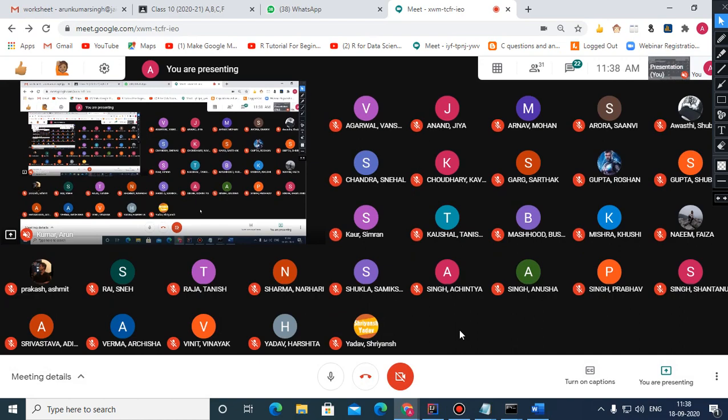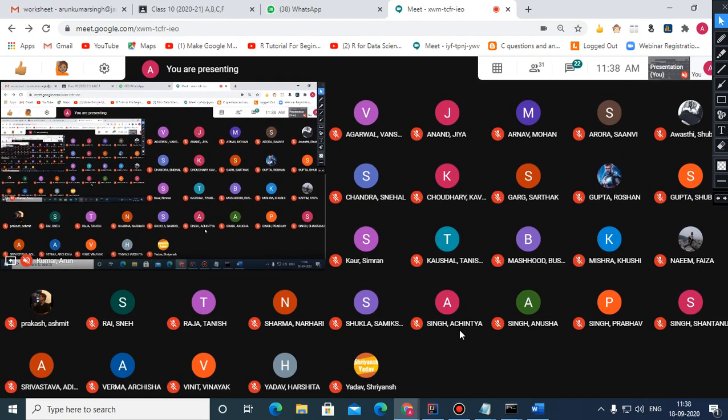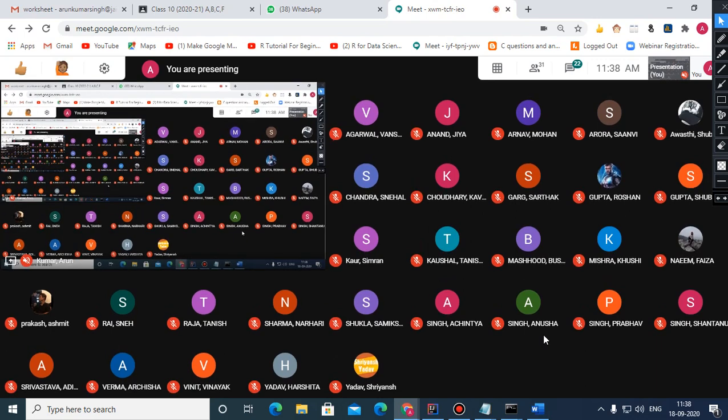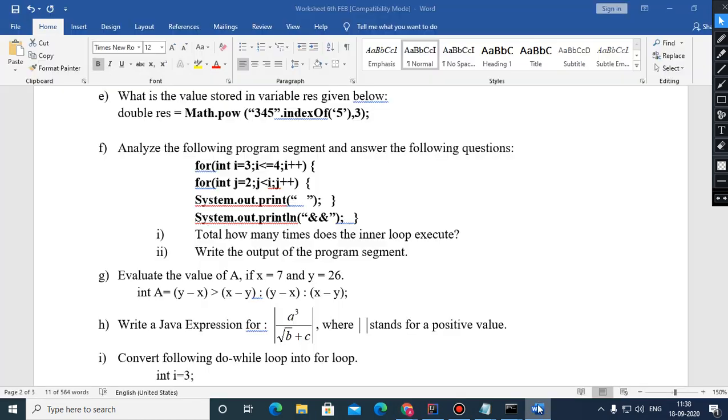Ritika Ghosh is there. Ritika. Shubhra Gupta. Tanish Raja is there. Yes. And Shresh Bajpayee. Okay.